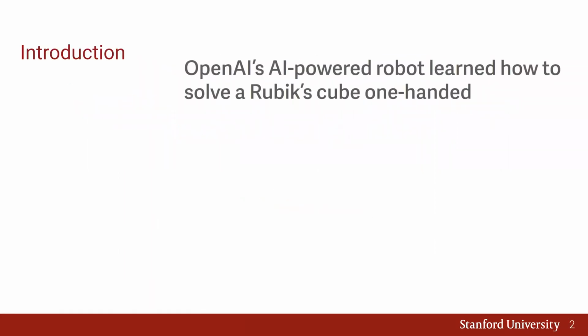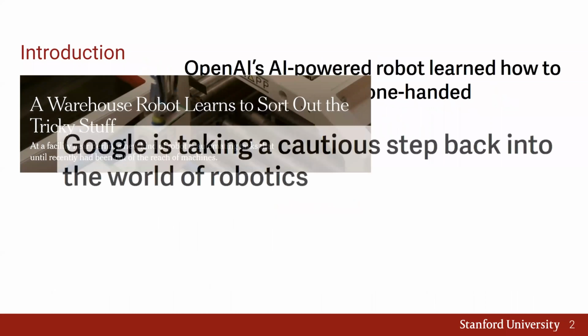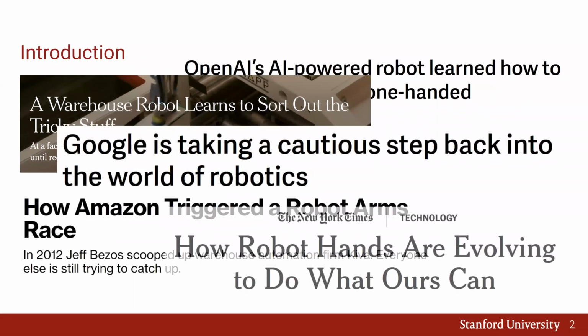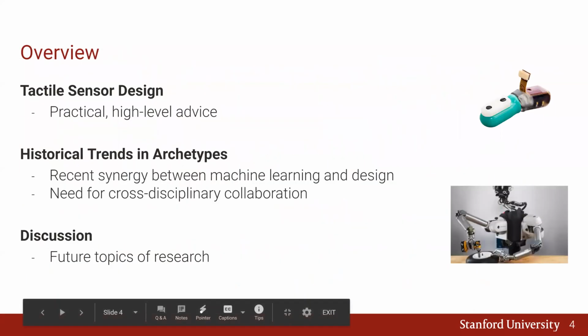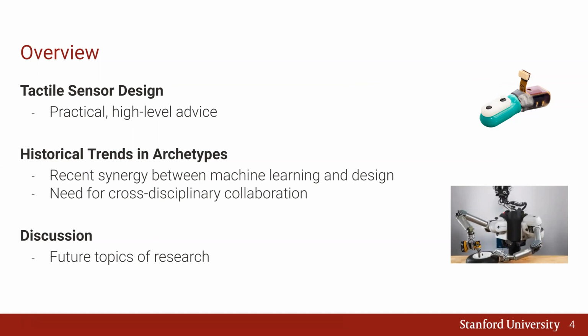Manipulation in robotics is having a cultural moment, and that has led to more interest in tactile sensing. There are countless review papers and many research prototypes out there, but few practical guides for tactile sensing. The goal of this paper is to provide A, some high-level advice on tactile sensing designs, and B, some historical context for sensing trends. The paper concludes with a discussion of emerging themes for the future.